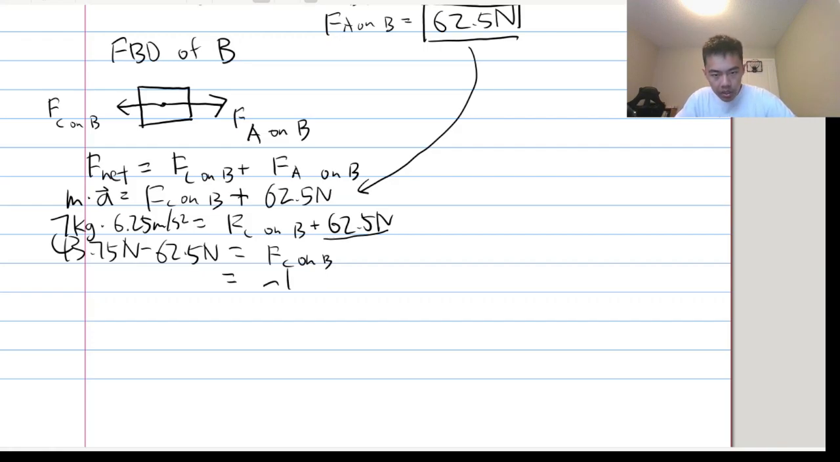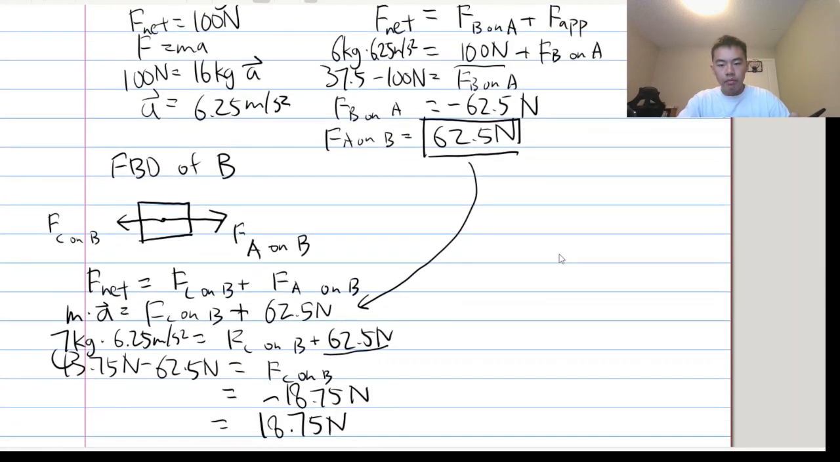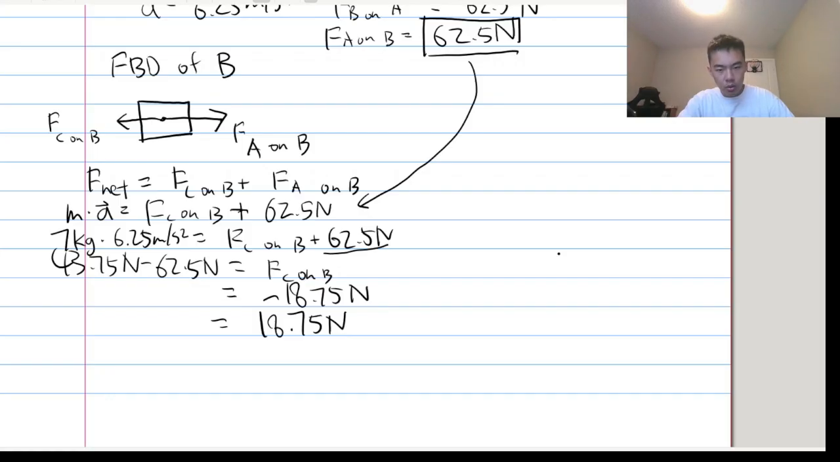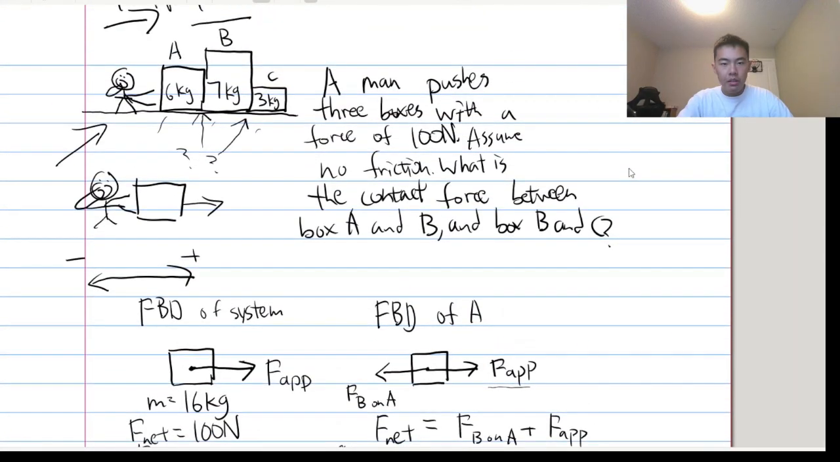And this is equal to F C on B, which is equal to negative 18.75 newtons. And again, typically the questions you're going to get are going to be asking for magnitude, so you can just give the final answer of 18.75 newtons. And of course, if there were sig digs in this question, you would round to the appropriate sig digs. Okay, that is how you solve this problem.